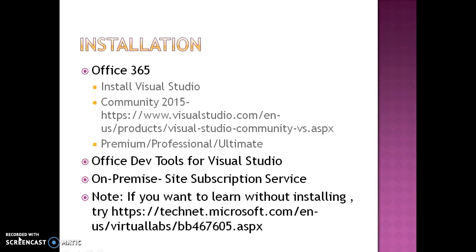If you want to start, begin with installing Visual Studio Community 15, which is a free version. Or if you're working in an organization, you might already have Visual Studio Premium or Professional or Ultimate. And if you do not have the SharePoint add-in appearing when you create a new project in Visual Studio, please install the Office Developer Tools for Visual Studio. And if you are developing workflow solutions, you might have to install other workflow manager tools also. For the on-premise model, please ensure that the site subscription service is up and running. For Office 365, most of the things are already taken care of.